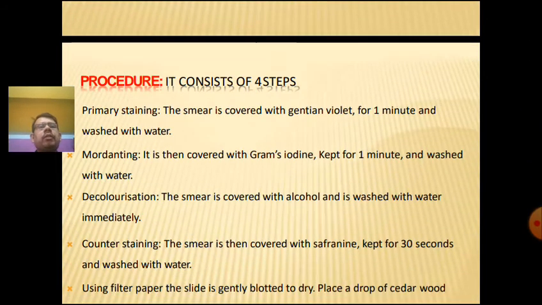Procedure, step by step. Primary staining: the smear is covered with gentian violet for 1 minute and washed with water. Mordant: it is covered with gram iodine, kept for 1 minute and washed with water. Decolorization: the smear is covered with alcohol and washed with water immediately. Counter stain: the smear is covered with safranin, kept for 30 seconds and washed with water.